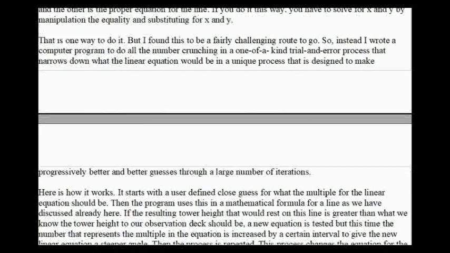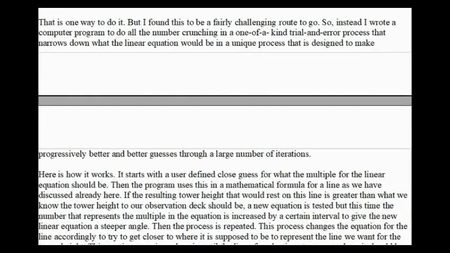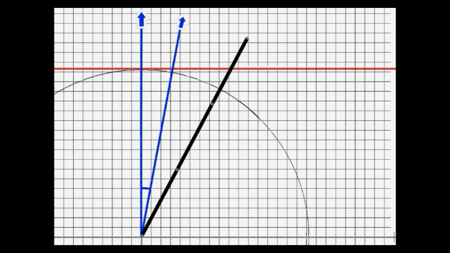So instead, I wrote a computer program to do all the number crunching in a one-of-a-kind trial and error process that narrows down what the linear equation would be, a unique process designed to make progressively better and better guesses through a large number of iterations. Here's how it works. It starts with a close guess for what the multiple for the linear equation should be. Then the program uses this in a mathematical formula for a line, as we have discussed already here.